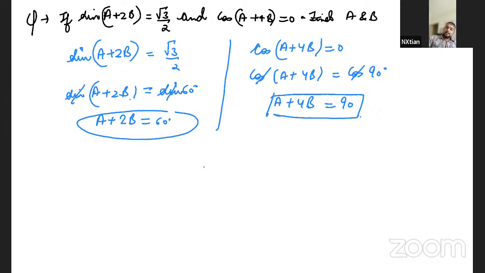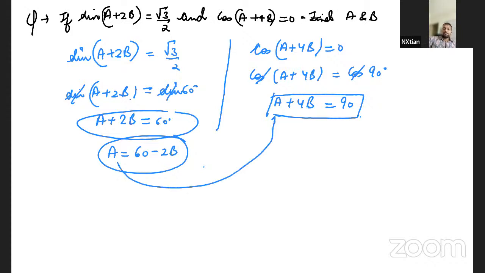Now, do you know the elimination method, Abigail? No? I don't think so. Okay. So can I write A as 60 minus 2B? I just took plus 2B to the other side, and it becomes minus 2B. Okay. And then I put the value of A here. A plus 4B is there. So instead of A, I will write 60 minus 2B plus 4B is equal to 90.